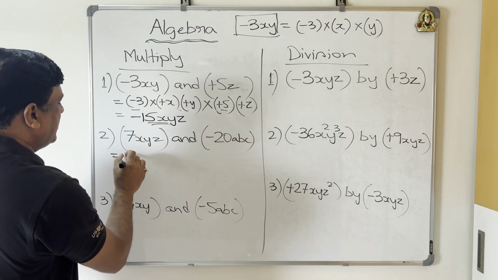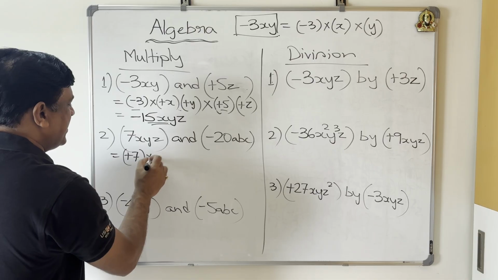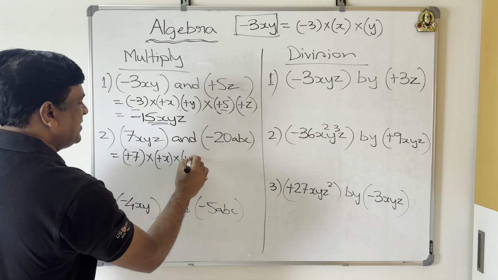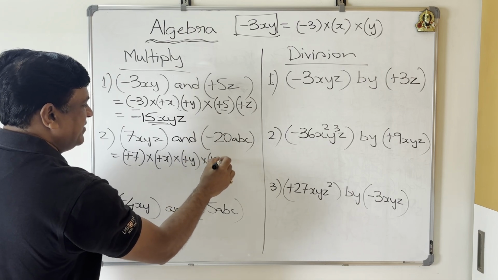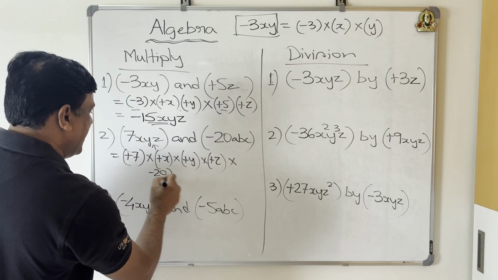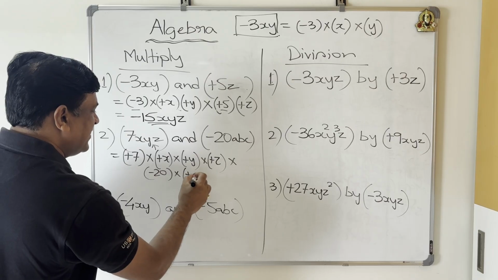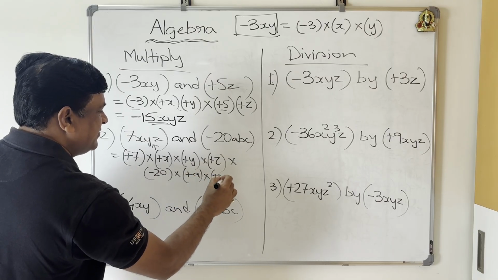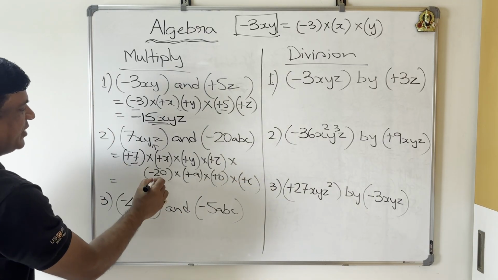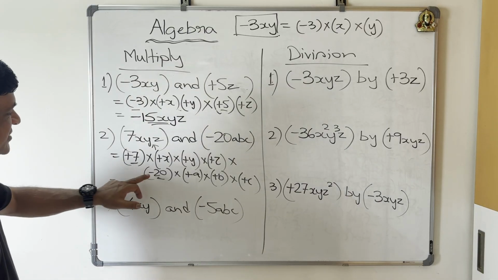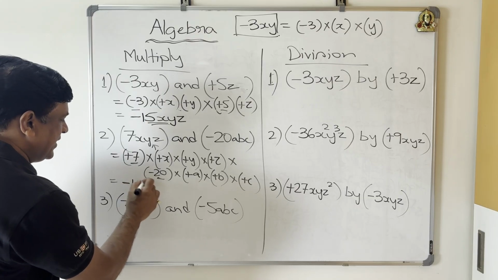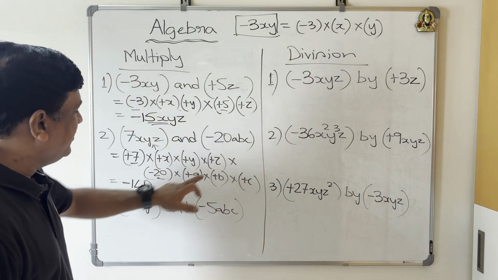Similarly, if you look at it, how can you break this one? Plus 7 times plus x times plus y times plus z. These are the factors of this. Times, you have a minus 20 times plus a times plus b times plus c, right? Now look at it first. What are you going to tackle? You're going to tackle the constants. Plus times minus is always a minus. 7 times 20 is 140. And if you look at it, there are all positive signs in front of it.